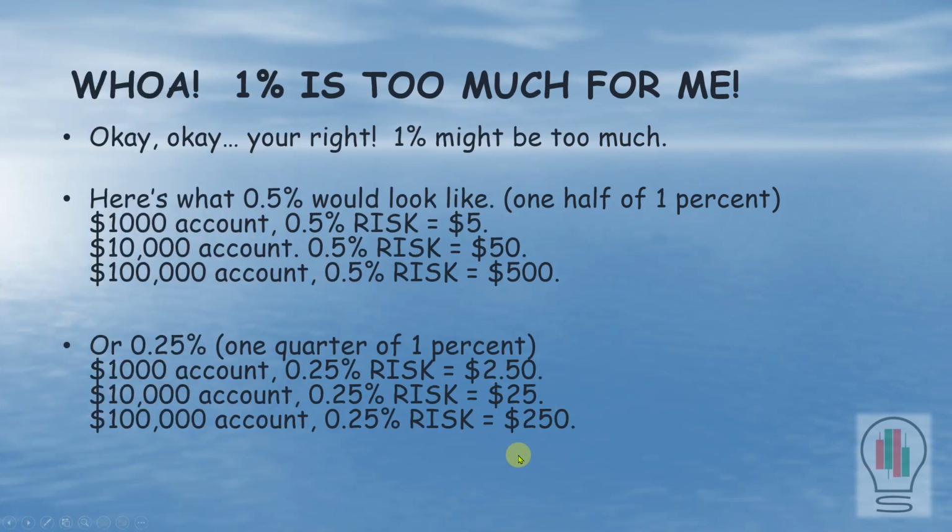And you might say, step back, Jack, that's too much for me. And okay, you might be right. 1% might be too much for you. So here's what 0.5% would look like with those same three account sizes, 5, 50, and 500, or even 0.25%. If you went down to 0.25% on those three account sizes, it'd be 250, 25, and 250. You can even go lower than that, whatever you're comfortable with.